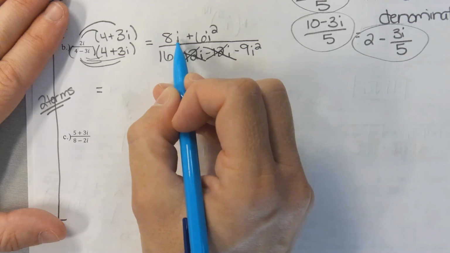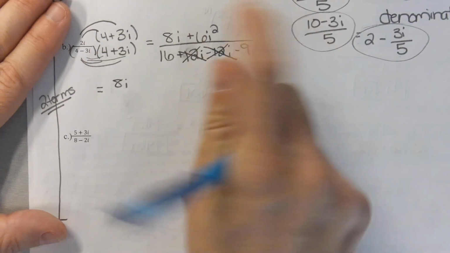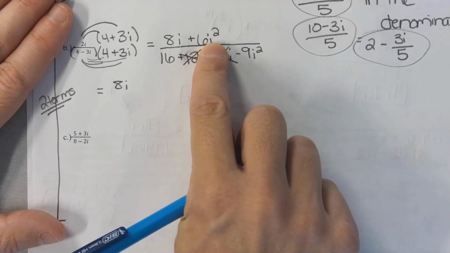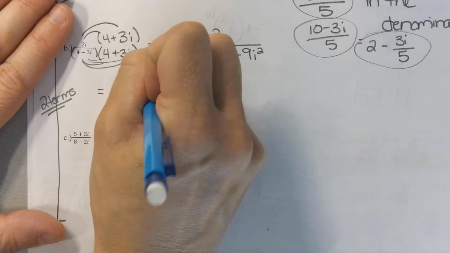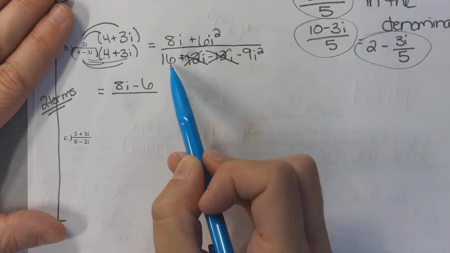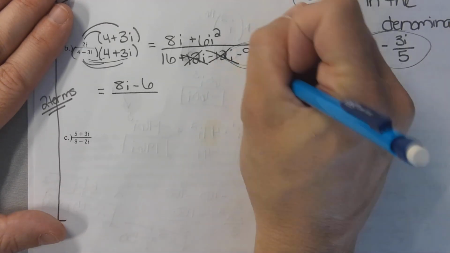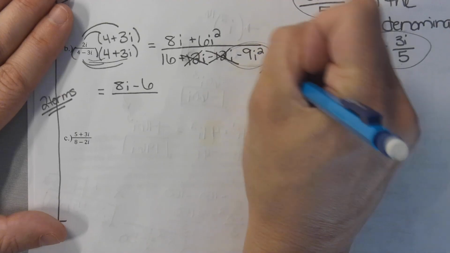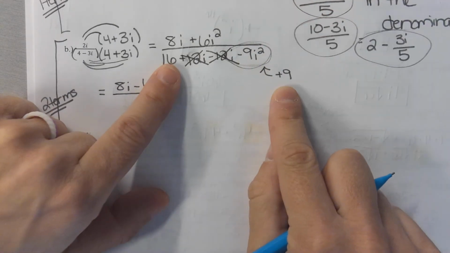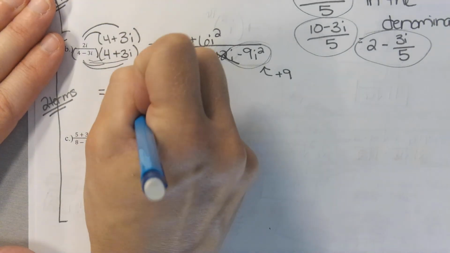All right, in the top, this is going to stay 8i. What is this going to become, though? Negative 6. All over. This is 16. What is this really? 9. It's going to be a positive 9, yeah? 9 plus 16? 25.